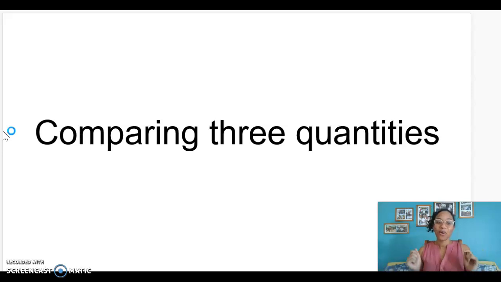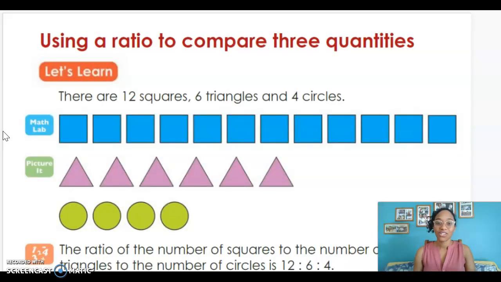In this case, one of the most important things ratios can do that fractions can't do is compare three quantities. So now we're going to look at ratios that are a number to a number to another number. They're going to show a relationship between three quantities. We're going to see what stays the same and what changes when we make ratios like this. So let's use a ratio to compare three quantities.